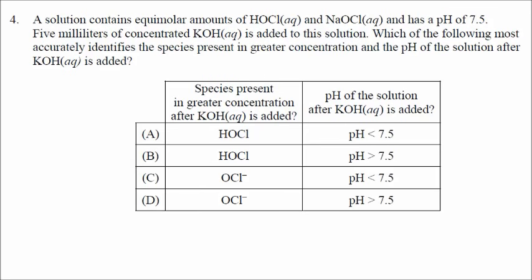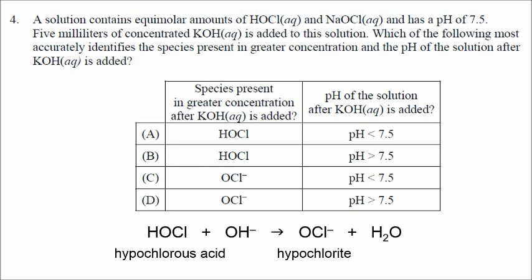In number 4, we have a buffer that contains both hypochlorous acid and sodium hypochlorite. And now we're adding a strong base to this buffer, and there's going to be a slight increase in the pH. So the final pH will be a little bit higher than 7.5, and in terms of the species that's present in greater concentration, once hypochlorous acid reacts with the strong base, the hydroxide, that will cause the concentration of the hypochlorite ion to increase. So the correct answer is D.